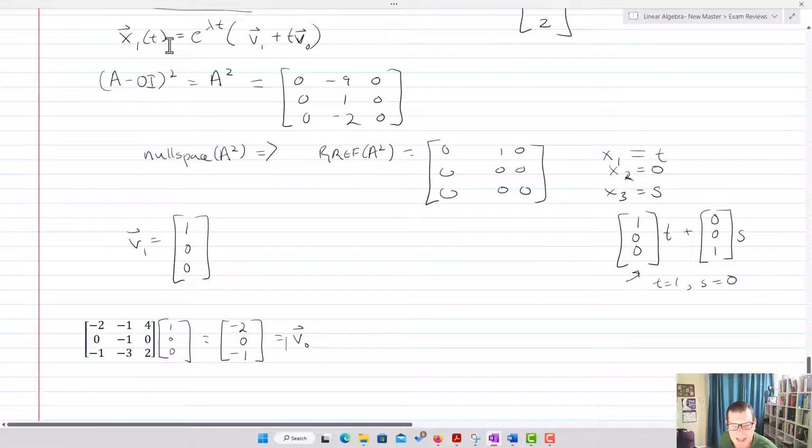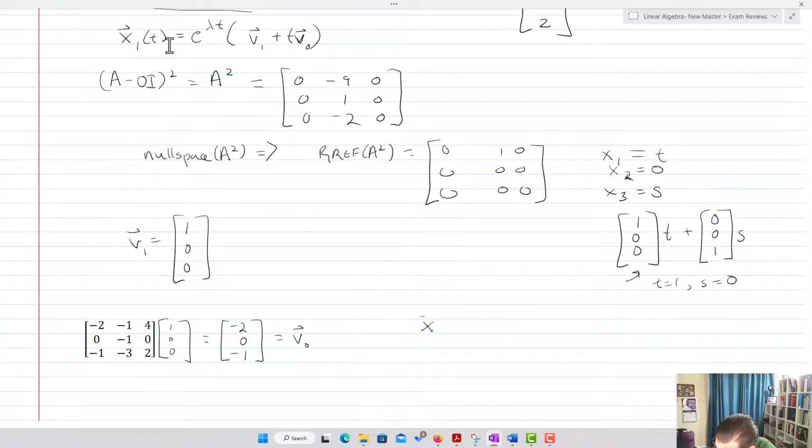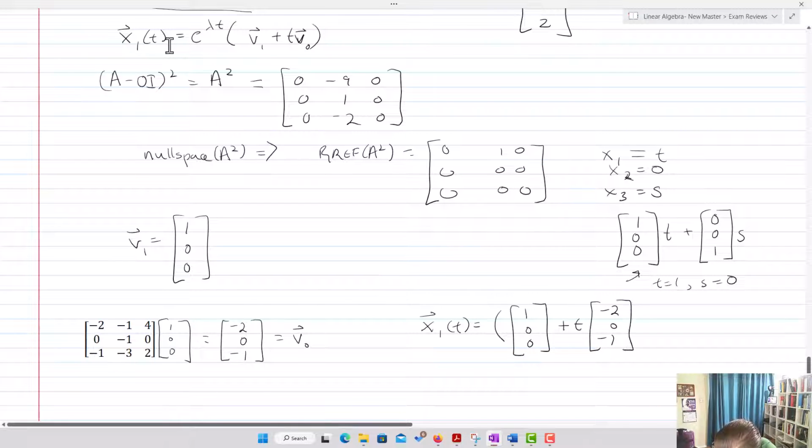Then I'm going to plug that in for x1 of t. So x1 of t is going to equal, remember lambda was 0, so this is e to the 0t. So this is going to be 1, 0, 0 times e to the 0t, plus t times negative 2, 0, negative 1. And there we go, we're done. And that's our x1 of t.